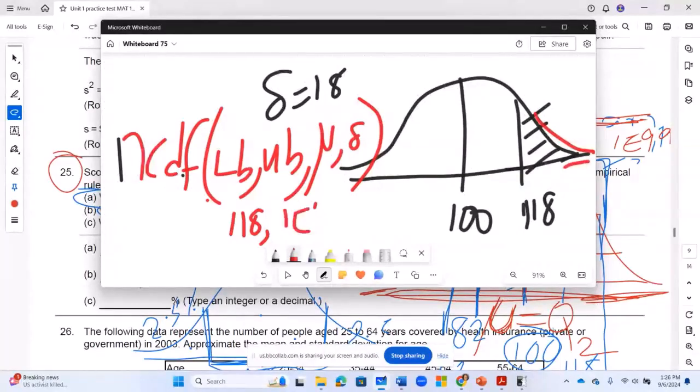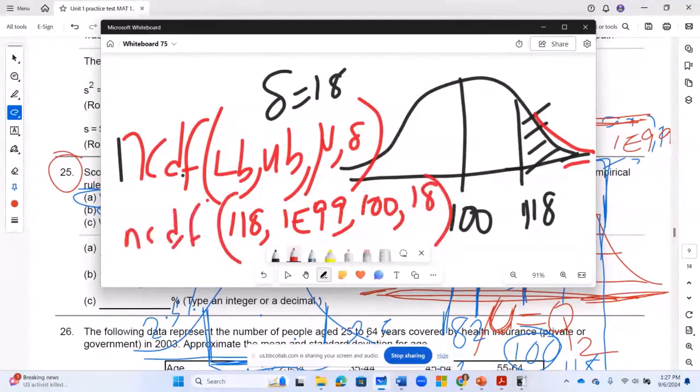Positive infinity is 1e to the power 99. If you type infinity in your calculator, it will say quit, because it does not understand infinity. The mean is 100. Standard deviation is 18. Normal CDF. Let's use the calculator again. So we go to our calculator and find the area to the right.